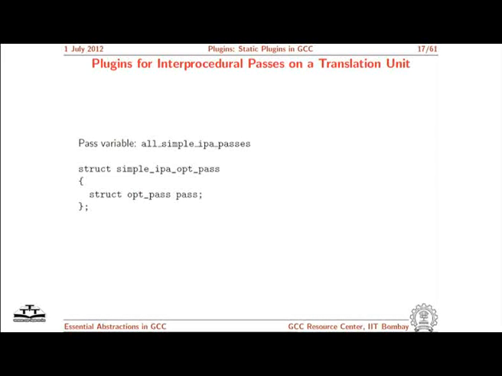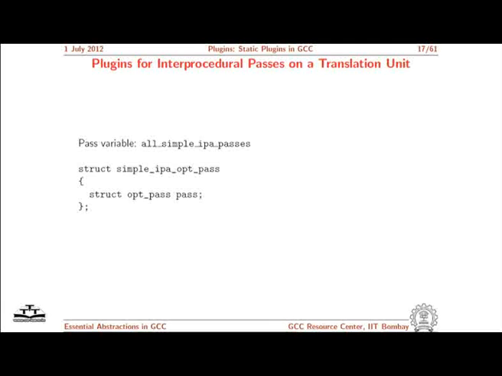Okay, so let me begin with first principles. What is an interprocedural pass? An interprocedural pass is something that's going to work on function 1, then it's going to pick up function 2, then it's going to pick up function 3. That's an interprocedural pass. Because GCC allows separate compilation, I may have F1, F2, F3 in this file. I may have G1, G2, G3 in this file.